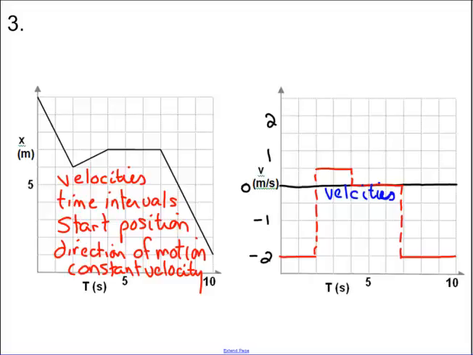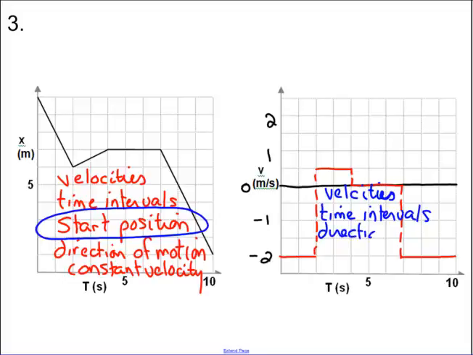On our velocity time graph, we can also identify velocities, not spelled right, oops. We can identify time intervals for each segment of our object's motion. On our velocity time graph, we cannot identify where it starts. We can tell how fast it's going, we can tell how long it's going at each velocity, but we have no idea where it starts. We can tell which way it's traveling. If we identify one direction as positive, the other direction as negative, we can identify direction of motion. We can also identify the fact that it's traveling at a constant velocity.